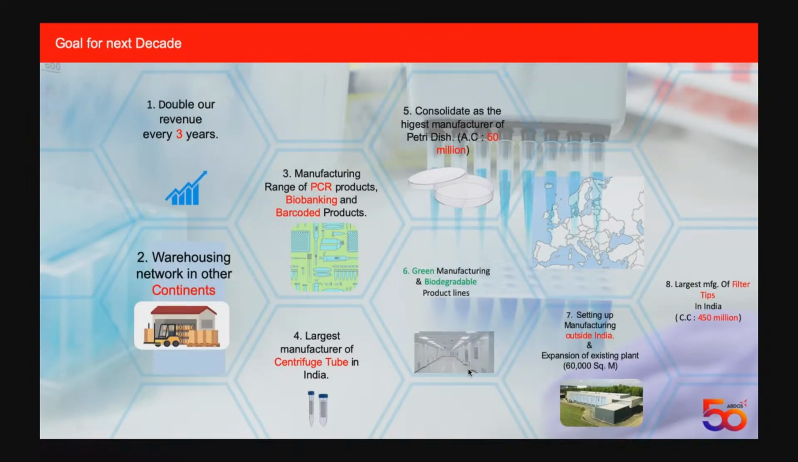So the Abdos goal is to double their revenue in 3 years. We have warehousing capacity in other continents, like the Netherlands. We have a manufacturing range of PCR products, biobanking, and biocoded products. We are the largest manufacturer of centrifuge tubes in India and consolidating as the highest manufacturer of petri dishes. We are going for green manufacturing and biodegradable product lines, and we are setting up manufacturing outside India and also expanding our existing plant. We are also the largest manufacturer of filter tips in India.